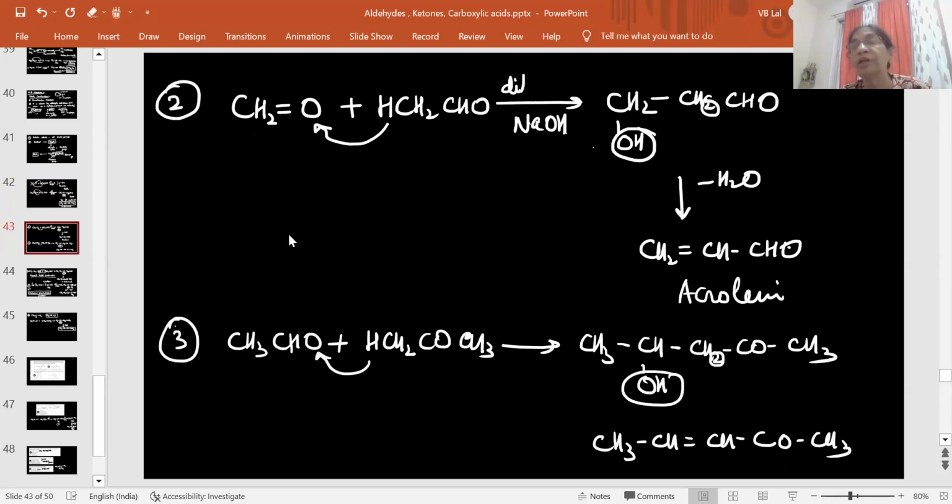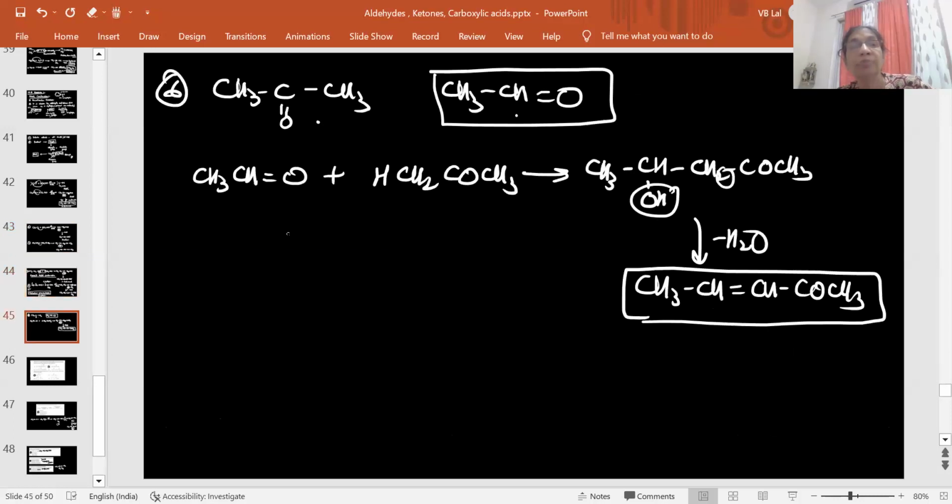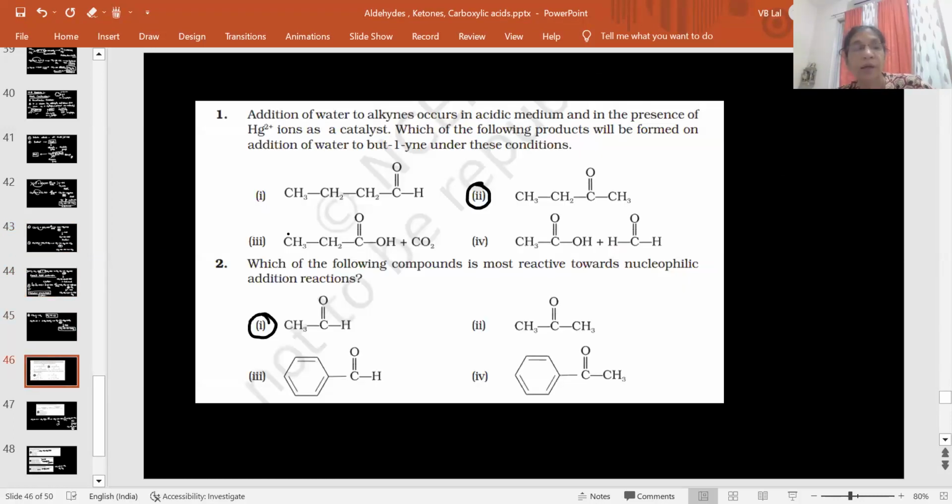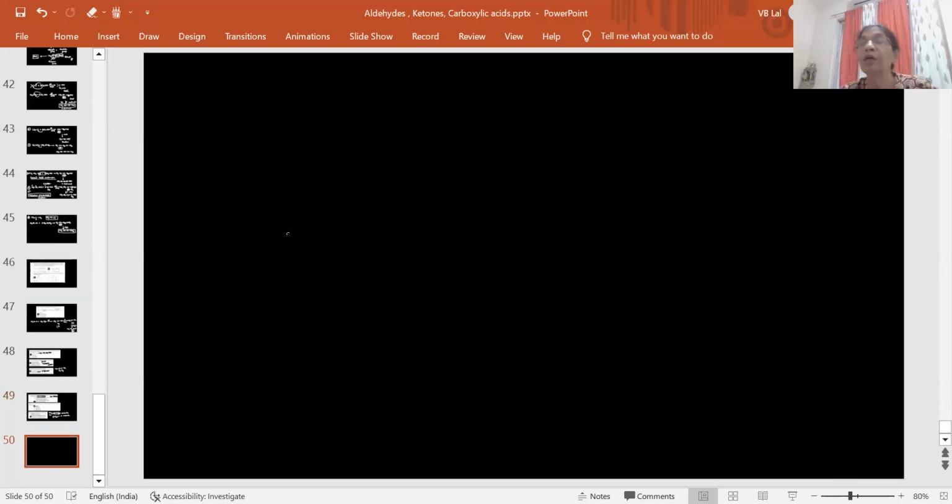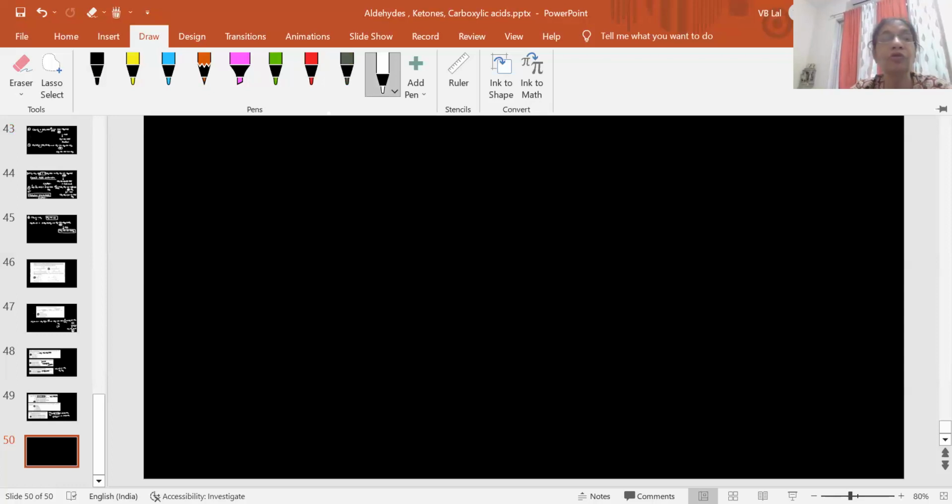We did several examples, one with formaldehyde and acetaldehyde. You have noticed that in the first one there is no alpha hydrogen, in the second one there is. So one of the two molecules should have alpha hydrogen. Now to close it, we can do one more so that you can get an idea, and it can be a revision for you.